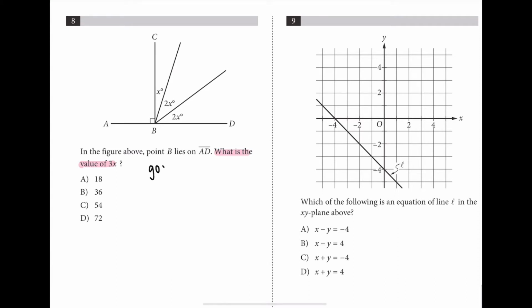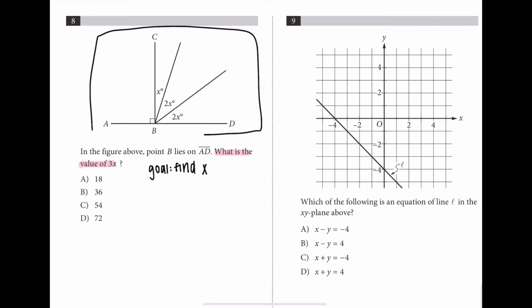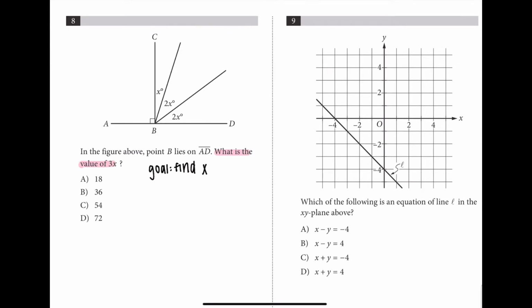Let's now write our goal. So our goal is we want to figure out first what x is. So I'm going to write down find x, because once we find x, we can plug whatever value we get for x into 3x, and that'll give us our answer choice. But they've given us this diagram up here that's going to allow us to do that.